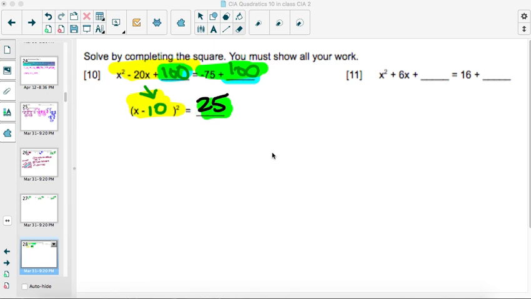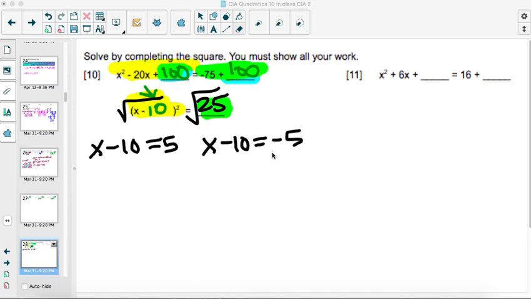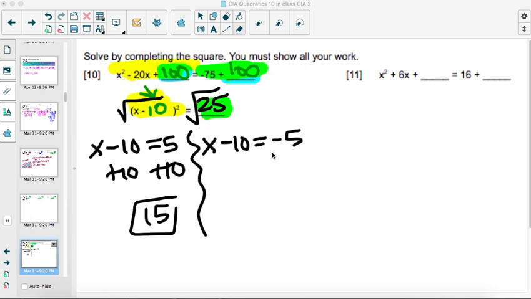And this type of problem that we're at now is exactly what we just practiced solving, so we square root both sides. If you remember, we have to write the equation out twice. The square root of 25 is 5 or negative 5. And it's just like what we did before. We solve those two, we get 15. If I solve this one, I get 5.